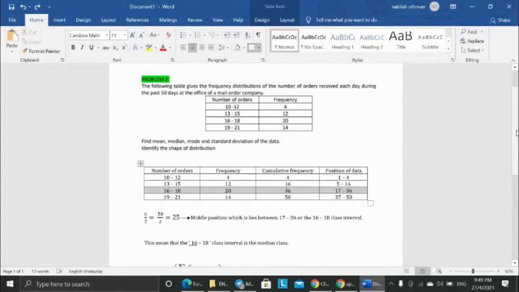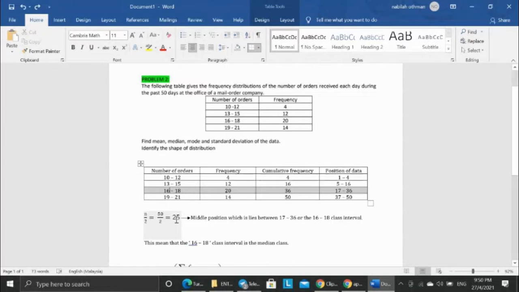So first, you need to add up the cumulative frequency column first. Start at first value, which is 4, and then plus 12, we get 16, and 16 plus 20, we get 36, 36 plus 14, we get 50. We want to find the middle position, so we know the total frequency is 50. So we divide it by 2 and we will get 25.